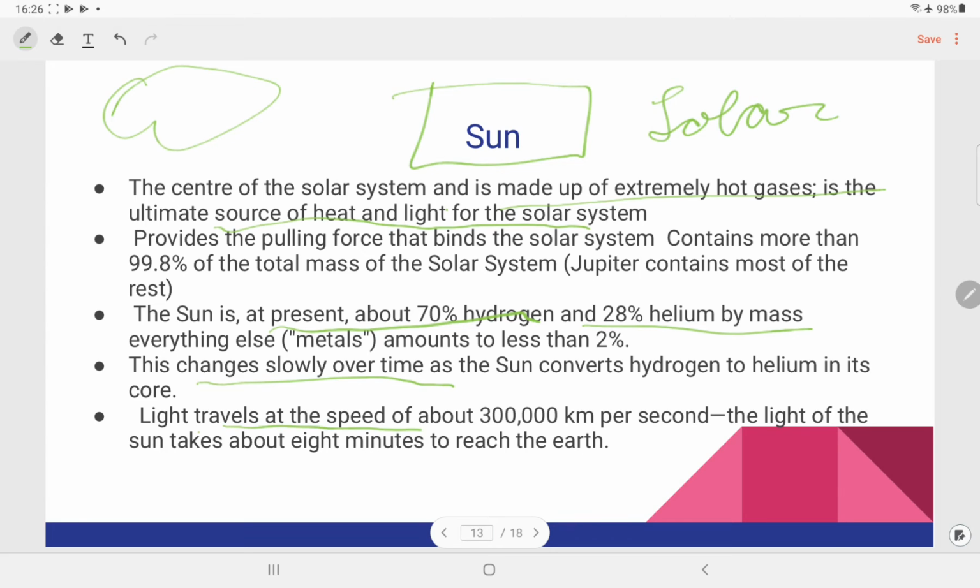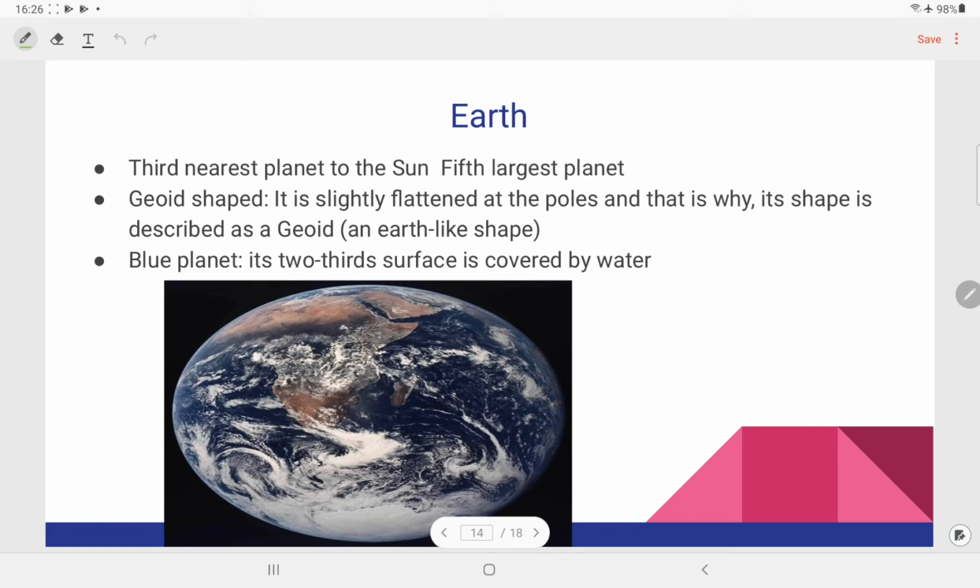And light travels at a speed of about 3 lakh kilometers per second. We have to know about this. If we are preparing for UPSC, we must know the speed of light, because these kinds of things may not be asked directly, but when applied in a trick question, if we know this kind of thing, it will definitely help us. It is required to know all these things. That's why we are covering the complete geography right from standard 6. The light of the sun takes about 8 minutes to reach the earth. That's about the sun.